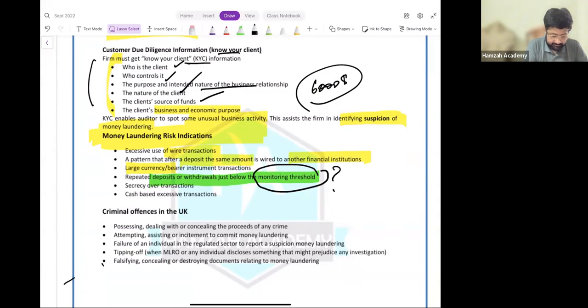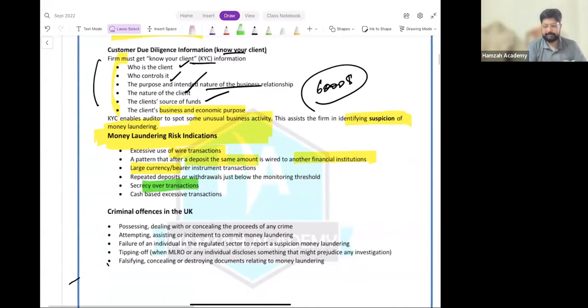Now, the next is secrecy over transactions. I'm an auditor checking the accounts of the company. I ask them for the information. First of all, the information is not available. No voucher, no details available. When I ask, they don't tell me. They become aggressive. Cash-based excessive transactions, I told you. These are indicators of money laundering.